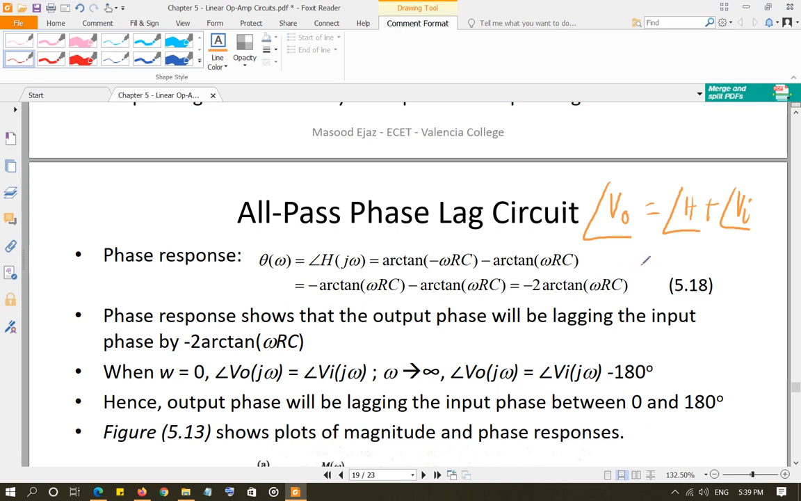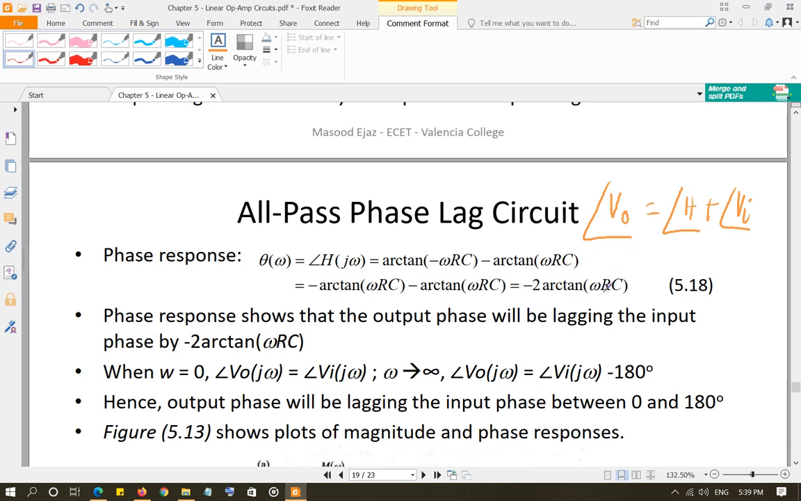Now the phase of the transfer function, H of j omega, is negative 2 arctan omega RC. When omega is 0, this is going to be 0, so the output phase will be equal to the input phase. When omega is very large, arctan of a very large number is 90 degrees, 90 times 2 is 180, and of course the negative sign, negative 180.